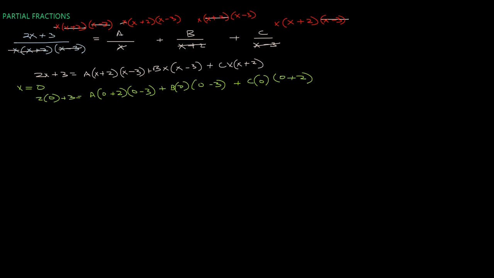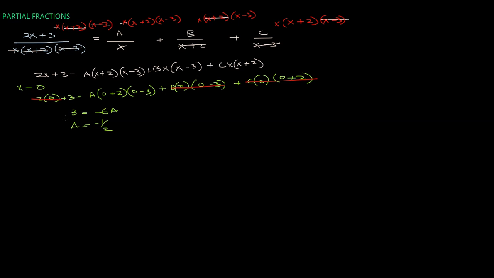Okay, let's do the magic cancellation. Now you realize that any number multiplied by 0 will go, this will go, and this will go, and then this one will solve for our first variable, which is A, so this also goes. So our equation becomes 3 equals minus 6A. Therefore A is equal to negative 1 over 2. So this is our first solution for the unknown variable A.